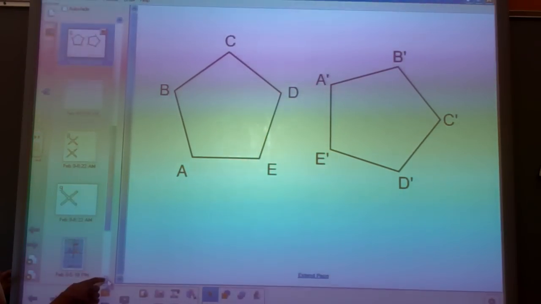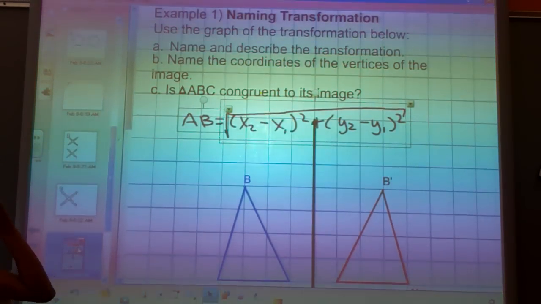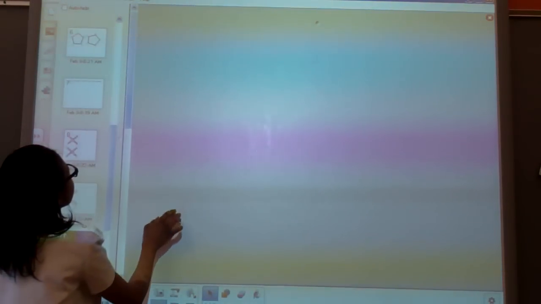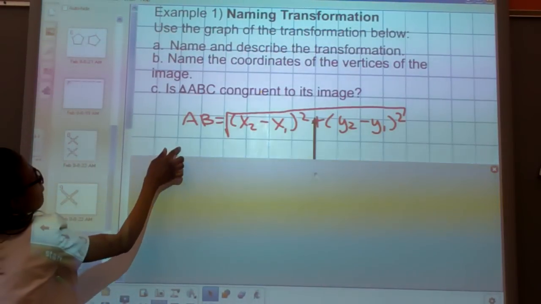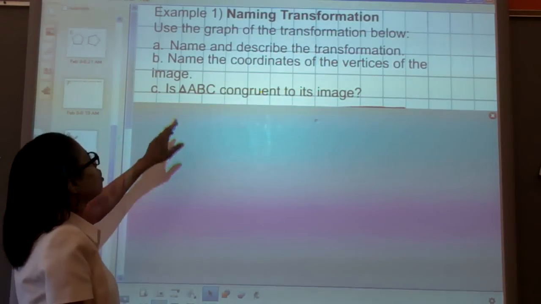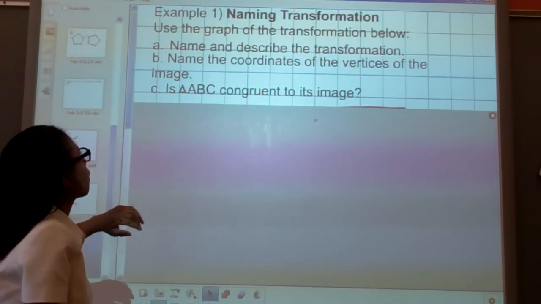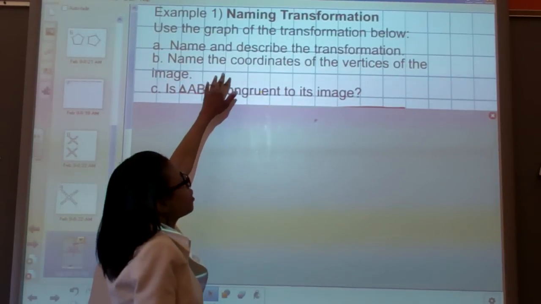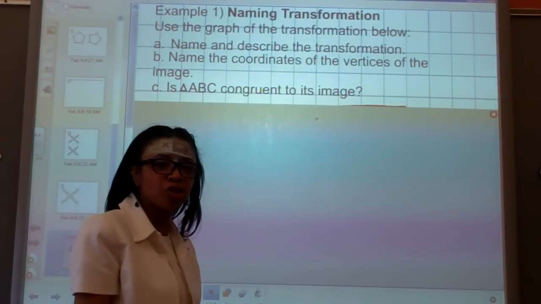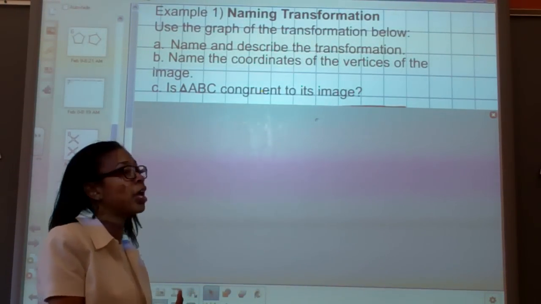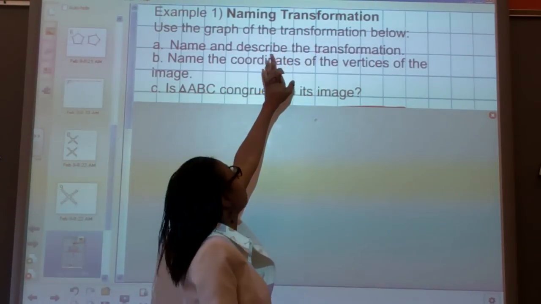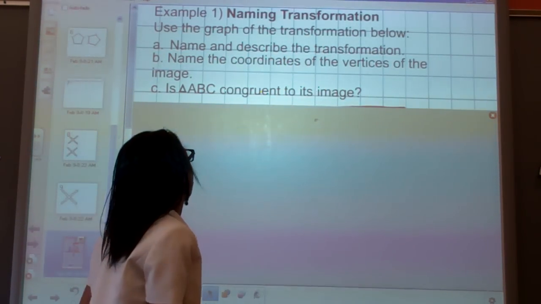All right, and next item of business. I'd like for us to look at an example. Naming a transformation. Use the graph transformation that you're about to see. Name and describe the type of transformation that it is. And remember, the types of transformation are a rotation, a reflection, or a translation. Those are the names or motion types for a transformation.